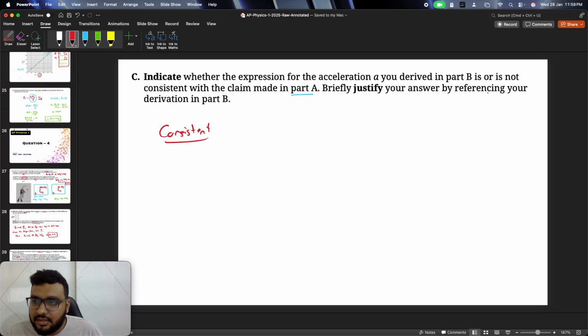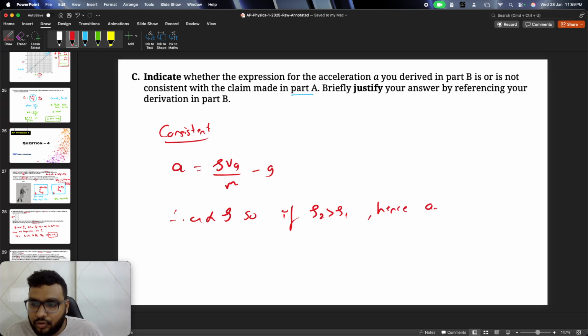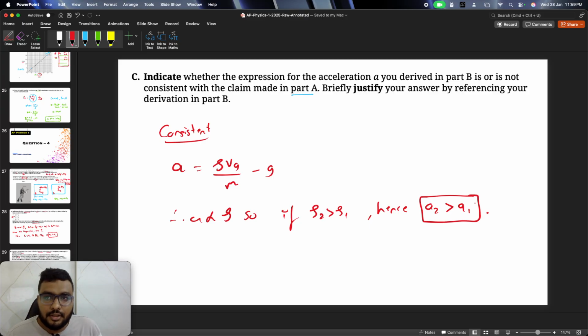Now justify your answer by your derivation in part b. From that derivation I can say that as acceleration equals ρ Vg upon m minus g, acceleration is directly proportional to ρ. So if ρ2 is greater than ρ1, hence acceleration 2 should also be greater than acceleration 1. So this should be our final answer.